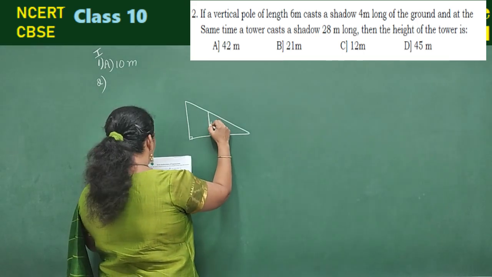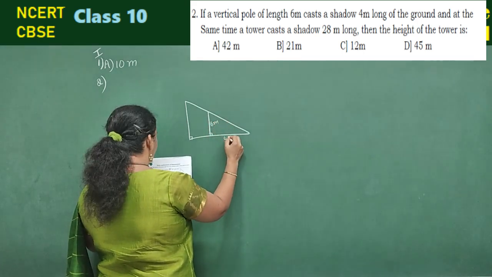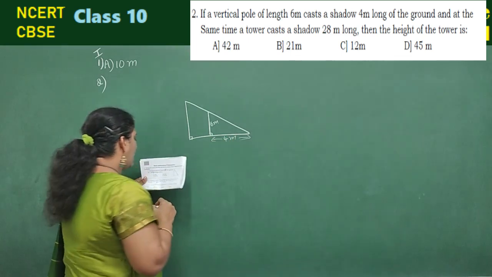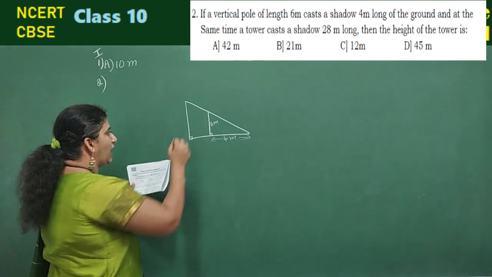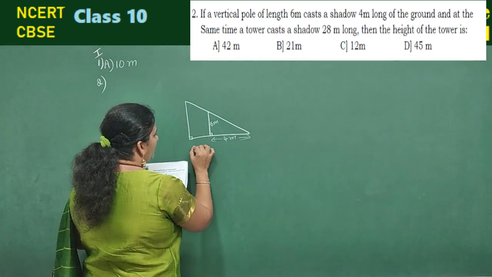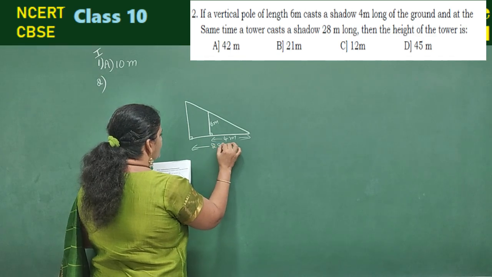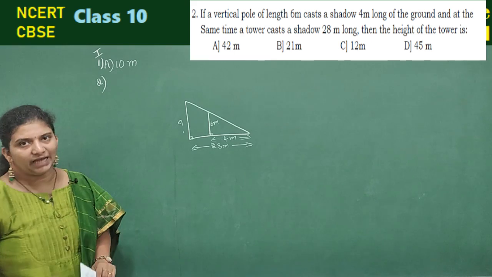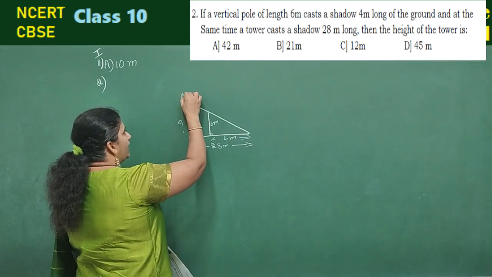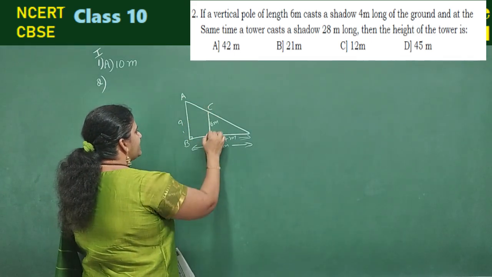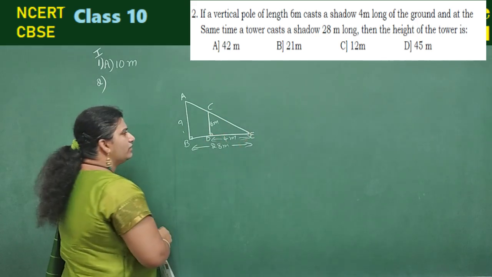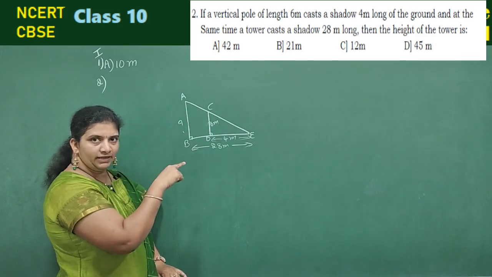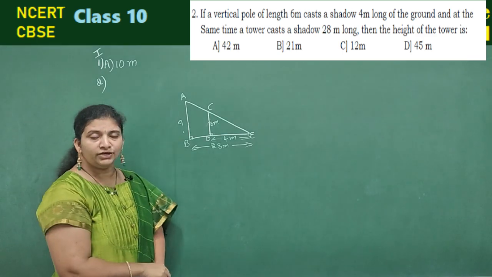A vertical pole of height 6 meters casts a shadow 4 meters long. From here to here it is the shadow. And at the same time a tower casts a shadow 28 meters. This is 28 meters. Then find the height of the tower. Let me mark here A, B, C, D, E. Now observe the figure carefully. Pole is perpendicular, building is also perpendicular to the ground.